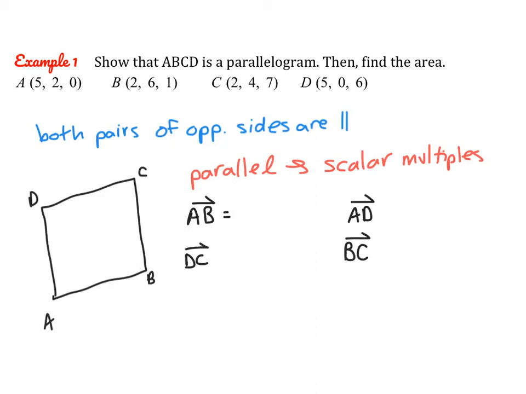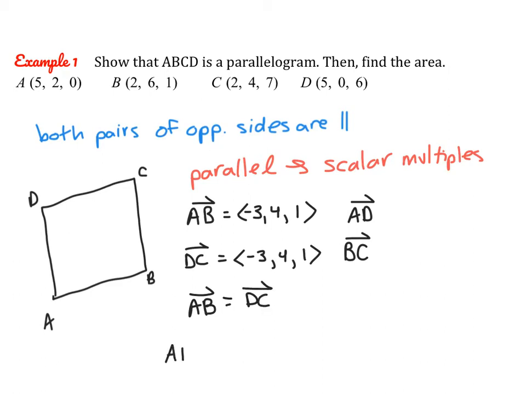Let's start by creating the component form of vector AB. B is our terminal point. So we have 2 minus 5 is -3, 6 minus 2 is 4, and 1 minus 0 is 1. Now let's find the component form of vector DC. I'm using C as the terminal point. So 2 minus 5 is -3, 4 minus 0 is 4, and 7 minus 6 is 1. If we compare these 2 component vectors, we see that they actually are scalar multiples, and that scalar is just 1. So since we've shown that they're scalar multiples, we've concluded that vector AB is parallel to vector DC.